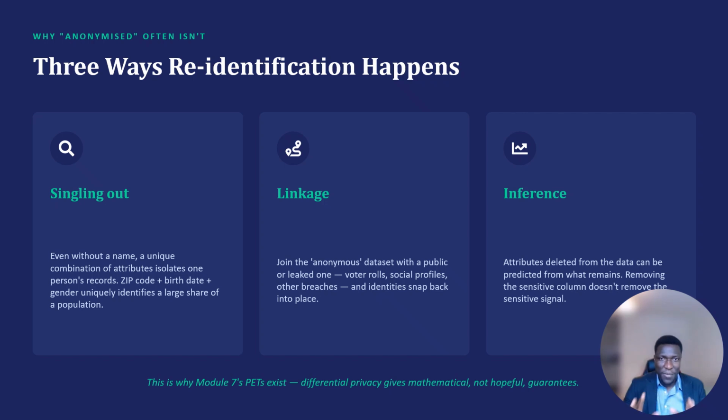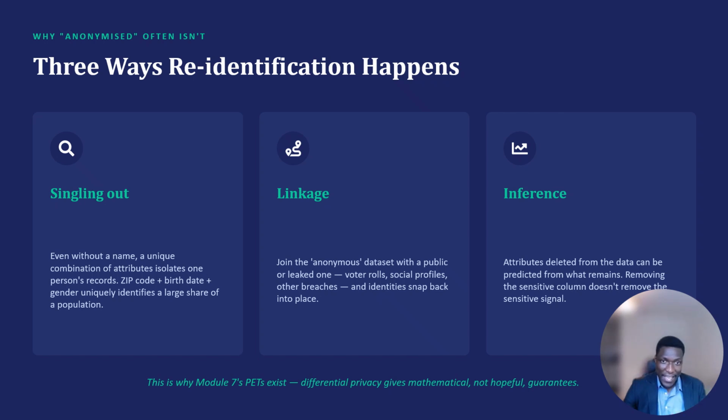Now, let's talk about why real anonymization is so hard. There are generally three attack patterns. The first one is singling out. Even with names removed, unique attribute combinations isolate individuals. The classic research finding is that zip code, birth date, and gender alone uniquely identify a large share of the population.